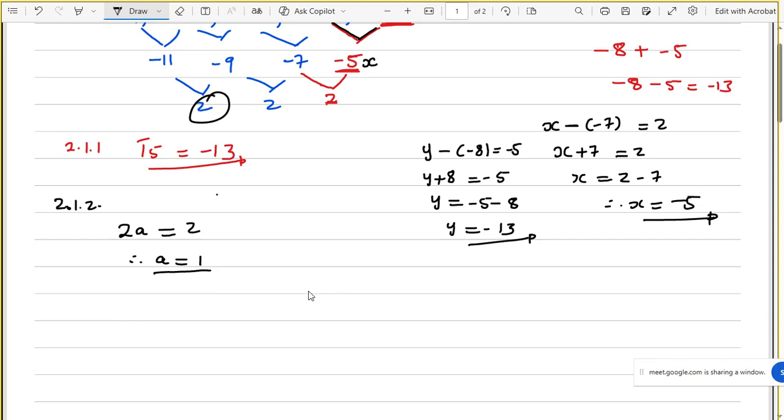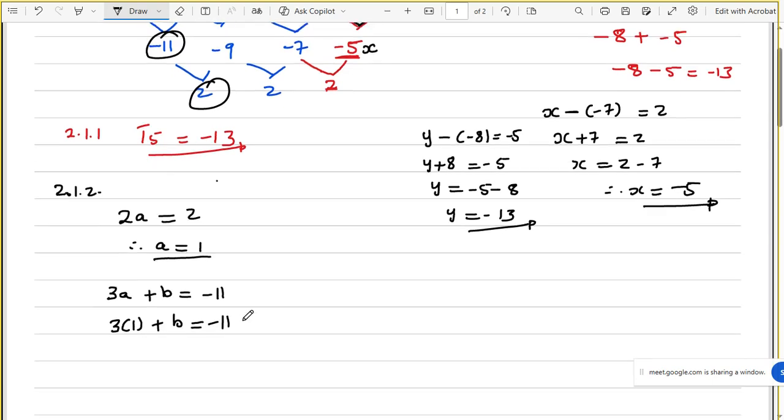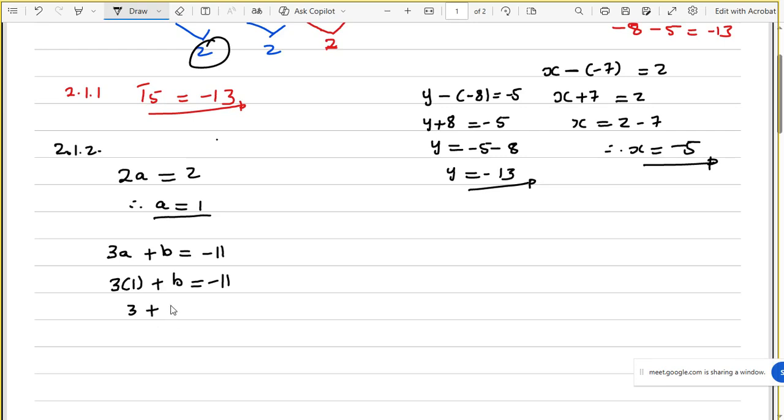Number 2, find the value of b. Use the following formula: 3a plus b equals the first term of the first difference. This is -11. Already you know what a is. Substitute that and solve for b. So 3 plus b equals -11. b will be -11 minus 3. So the value of b is -14. That's the value of b.